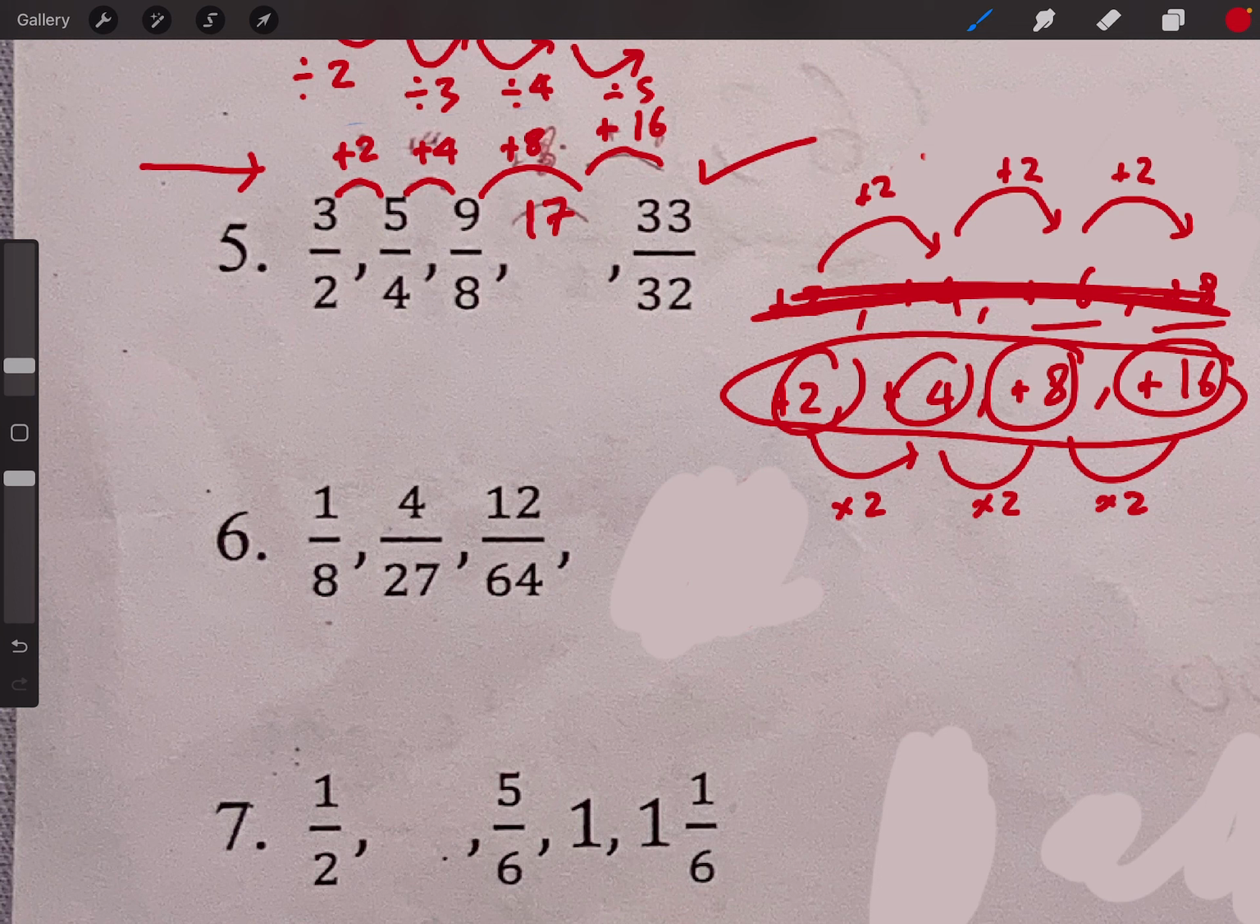So that means the top number must be adding 2, 4, 8, 16. Now let's look at the bottom number. I might be doubling here. So times it by 2, times it by 2, times it by 2 will give me 16. 8 times 2 is 16, and if I double that I get 32, which makes sense. So the answer should be 17 on 16.